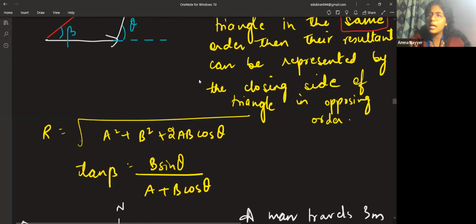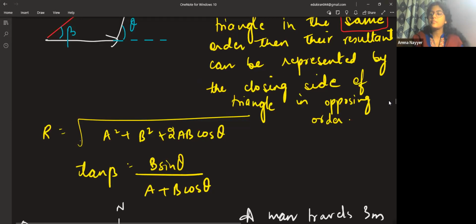Now see the formula for the magnitude; the direction is the same. R is equal to under root a square plus b square plus 2ab cos theta. Tan beta is equal to b sin theta divided by a plus b cos theta. That is exactly the same. It's just that you have to know how to apply it.